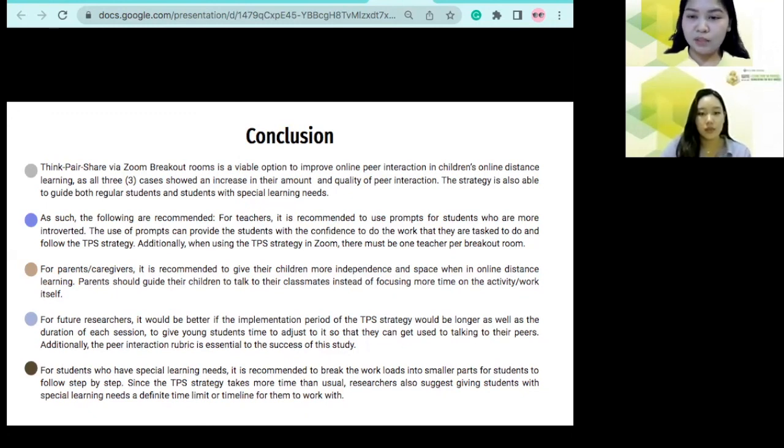For students who have special learning needs, it is recommended to break the workloads into smaller parts for students to follow step by step. Since the TPS strategy takes more time than usual, researchers also suggest giving students with special learning needs a definite time limit or timeline to work with.